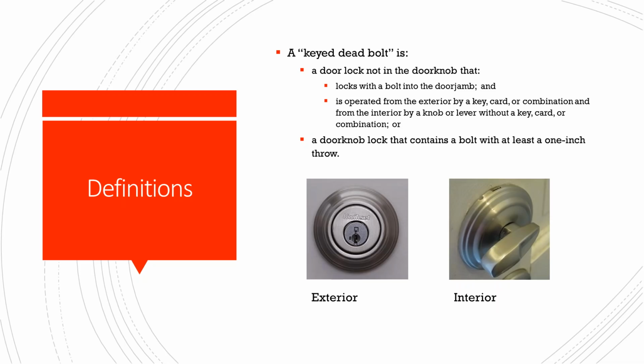All right, next up, a keyed deadbolt. So it could be one of two things. A keyed deadbolt could be a door lock not in the doorknob that, one, locks with a bolt into the door jamb, and two, is operated from the exterior by a key or a combination, and from the interior by a knob or a lever without a key, card, or combination. So that's one option. It could also be a doorknob lock that contains a bolt with at least a 1-inch throw. So here's an example of that first category, the pictures, where you've got a key on the outside, but you use a lever or a knob on the inside.